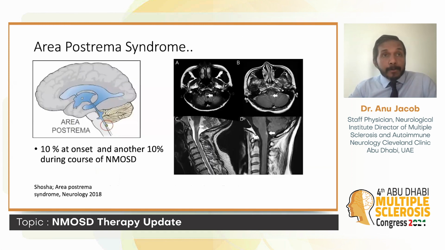Area postrema syndrome is increasingly being thought about when you have someone with intractable nausea, vomiting, hiccups. And I must say 10% of patients with NMOSD often begin with area postrema syndrome, and another 10% will develop it with the course of the disease. And you can see in this picture here the location of area postrema in the lower medulla. And on MRI imaging, you can see these lesions here in the medulla, these two white arrows.